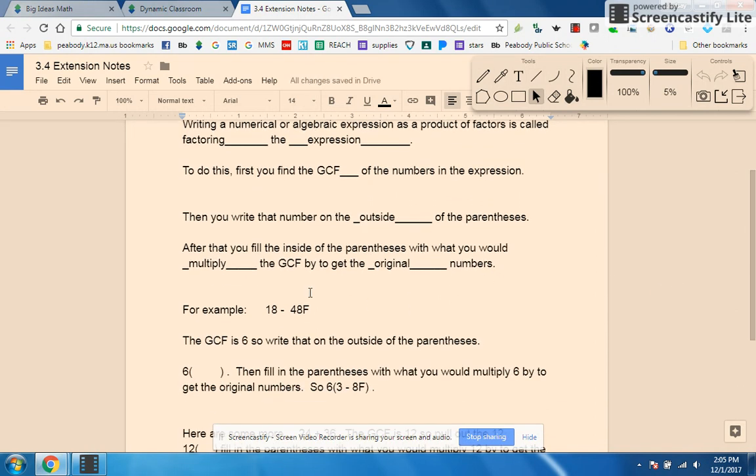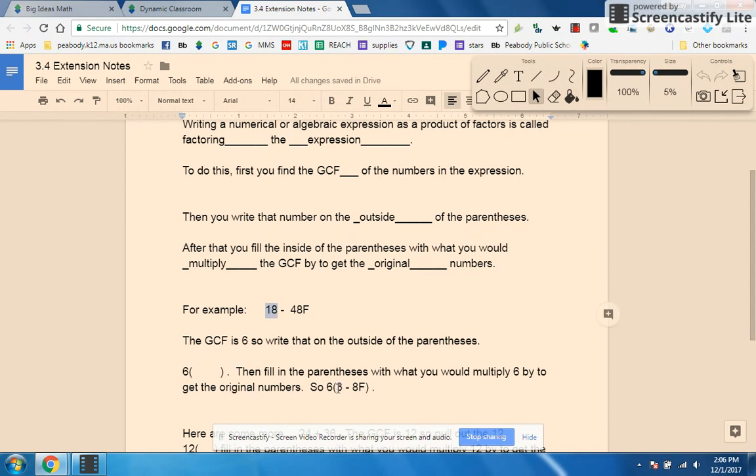For example, 18 minus 48f. So we want to find the largest number that can multiply to get 18, that can also multiply to get 48. So that ends up being 6. So you take the GCF, in this case 6, and you write it on the outside of a pair of parentheses. Then you fill in the parentheses with what you would multiply 6 by to get the original numbers. So I have to get to 18.